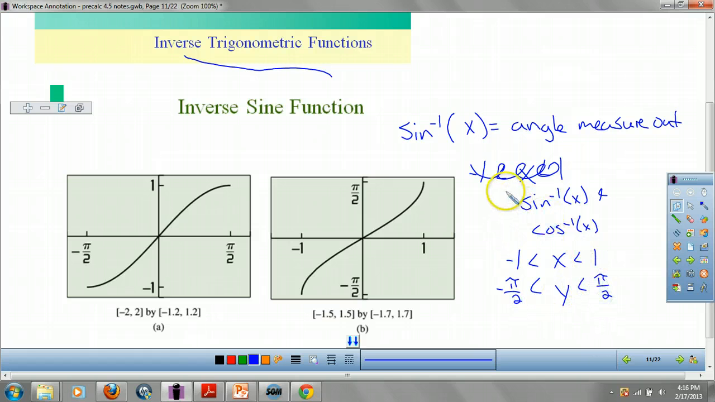Write this stuff down. It's noteworthy. And that's what the inverse of sine looks like. It's a pretty graph.